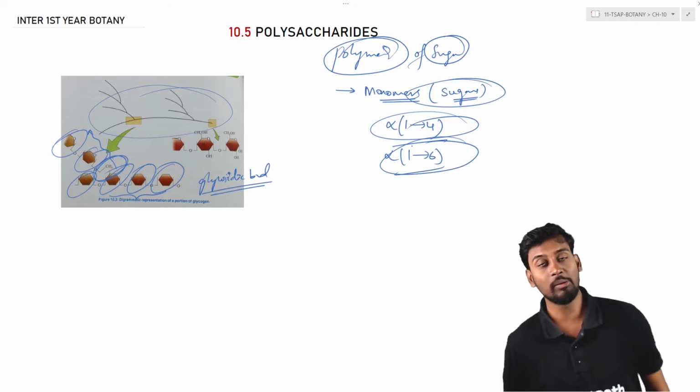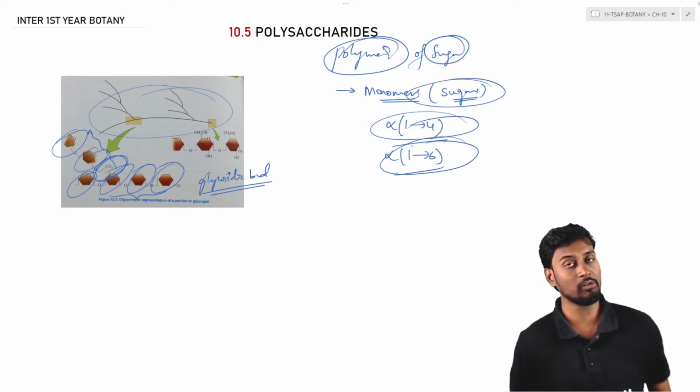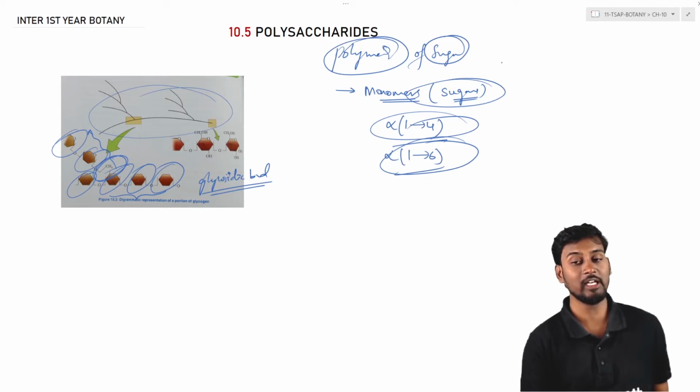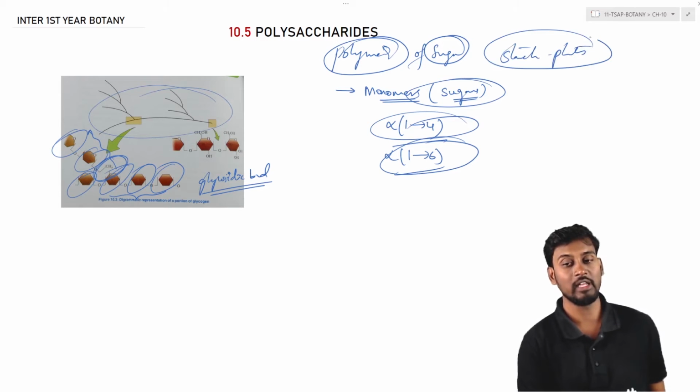These are the polysaccharides, which are polymers of glucose, formed either in the form of starch in the case of plants, which is the storage form, whereas in animals it is glycogen. The glycogen is the storage form of animal carbohydrates.